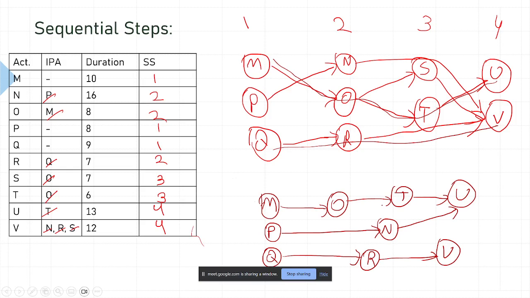Does this seem correct to you? Sir, N will go to V. Okay. N will go to V. Anything else? There is something missing. Yes, sir, you have missed out, so S also will go to V. Yeah, and the predecessor is O.